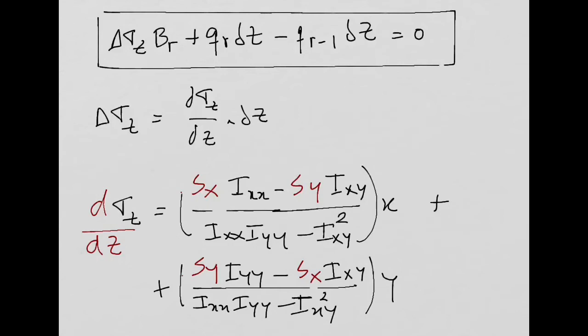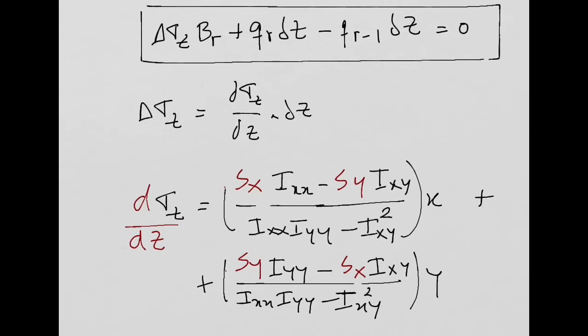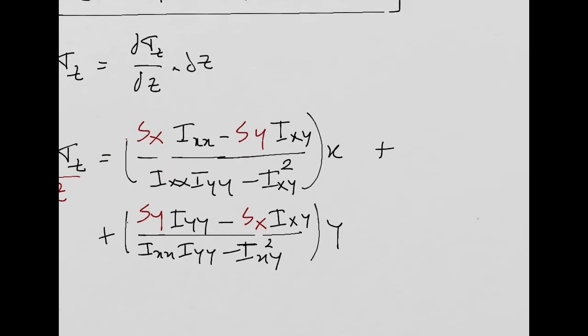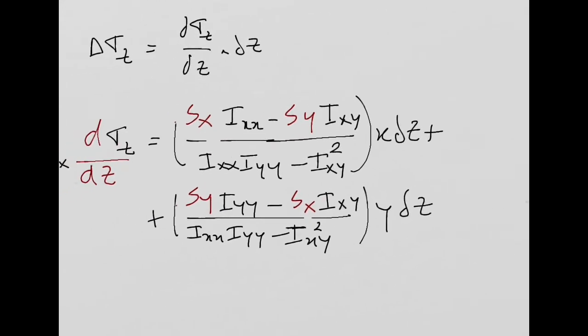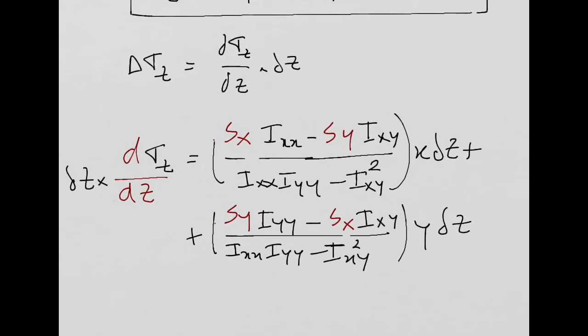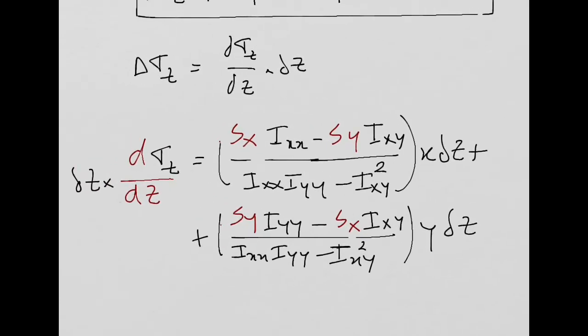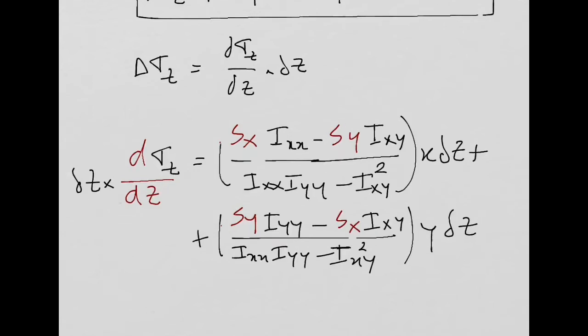So if I multiply the left-hand side by delta z, I need to multiply this one here by delta z, and this one here by delta z. Right? You agree with me? And then this is going to be my delta sigma z, my variation on the direct stress that I need to include in this equation here at the top.